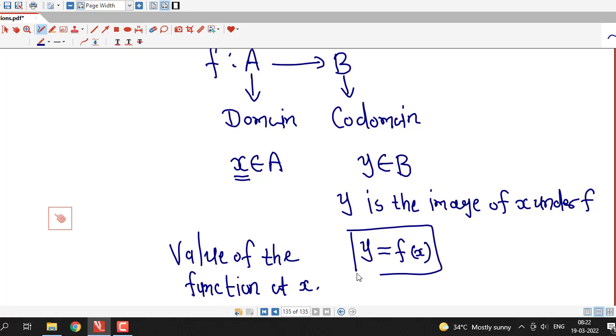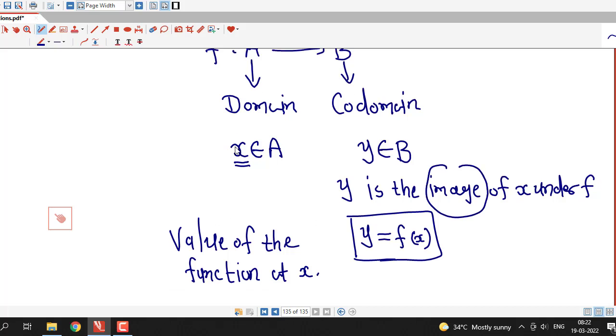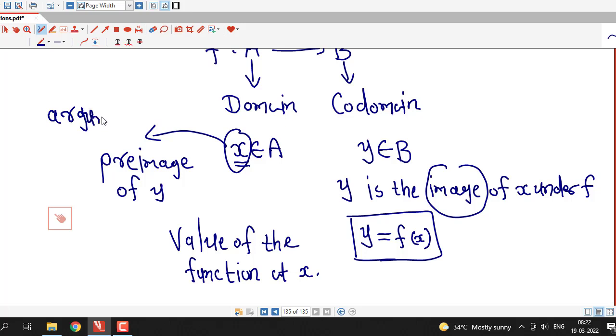So these are the different synonyms. We can say that y is the image, or we can say that y is the value of the function at x. This x is called the pre-image of y, and another word for x is argument. We can say that x is the argument and we assign this image y to this argument.